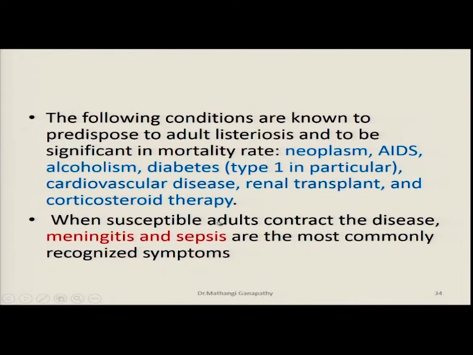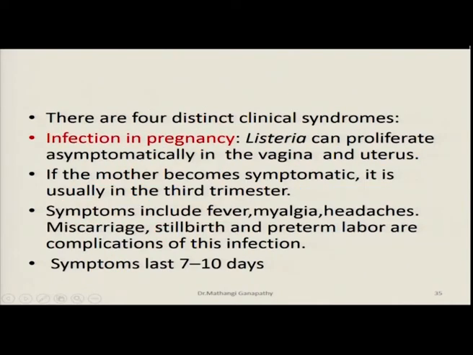And when susceptible adults contract the disease, normally meningitis and sepsis are the commonly recognized symptoms of listeriosis. And depending upon the mode of infection, there are 4 distinct types of clinical symptoms. Infection in pregnancy. Listeria can proliferate asymptomatically in the vagina and the uterus, and if the mother becomes symptomatic, it will be in the 3rd trimester. Symptoms include myalgia, headache, miscarriage, stillbirth, preterm labor, and the symptoms last for 7 to 10 days.